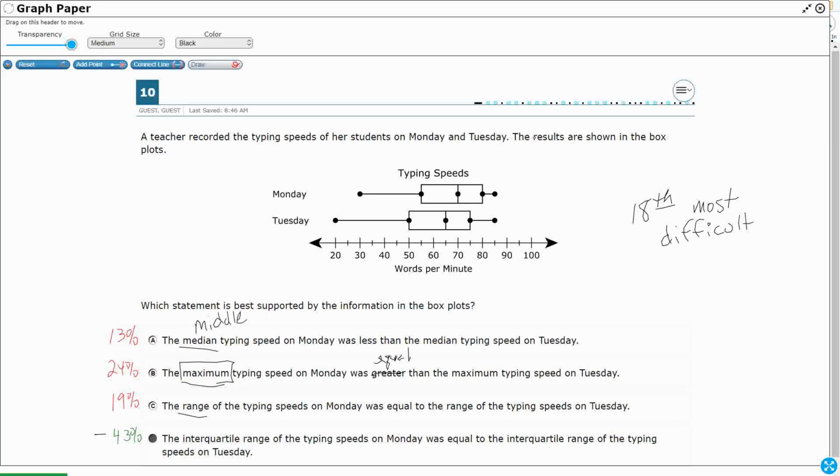The range is going to be the difference. And then quite honestly, the interquartile range, the IQR, is definitely the one that involves the most new vocabulary, because that is definitely new to these students here. So probably for this particular problem, what teachers need to focus on is vocab.